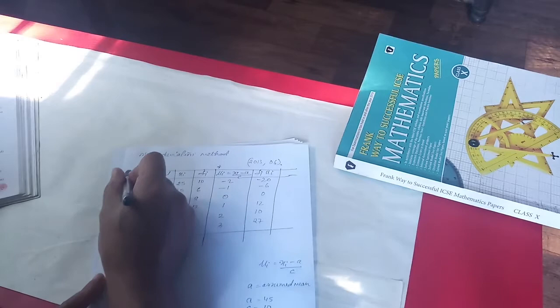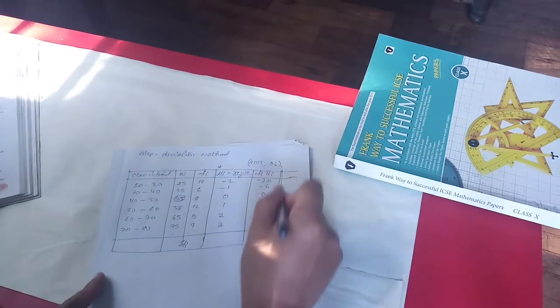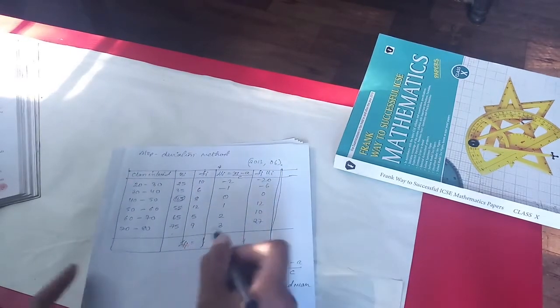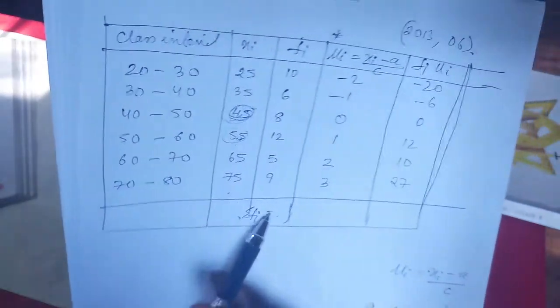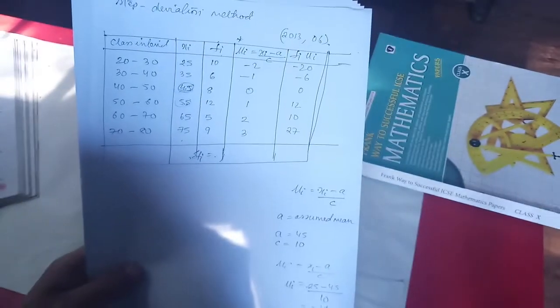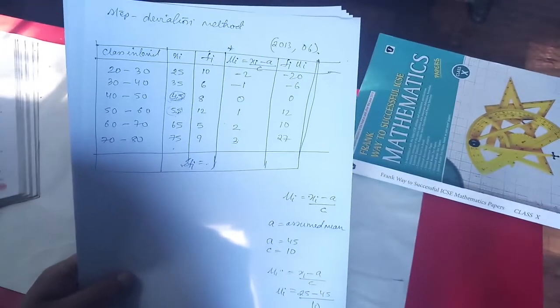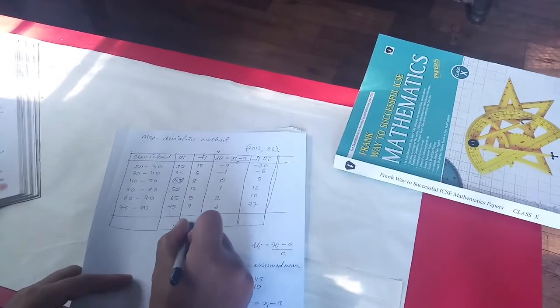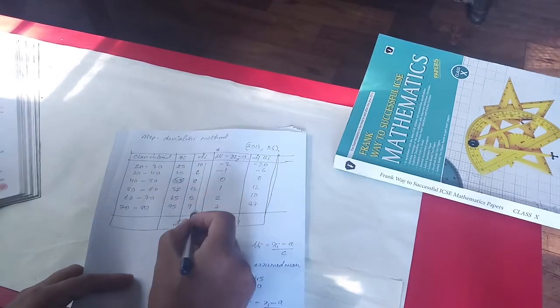Now let us find the sum. Summation fi has to be added. You add this quickly, and how much will you get? Summation fi, you will get as 50. Add this, you will get 50.